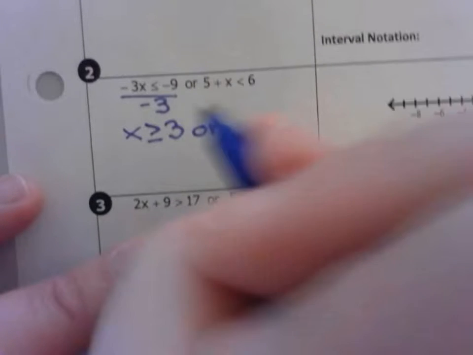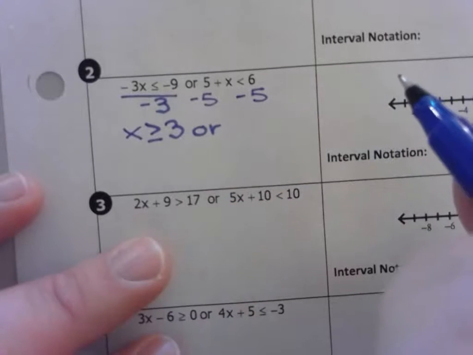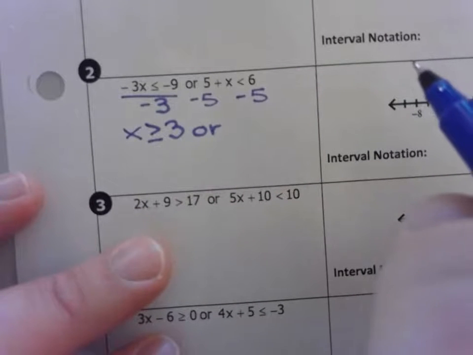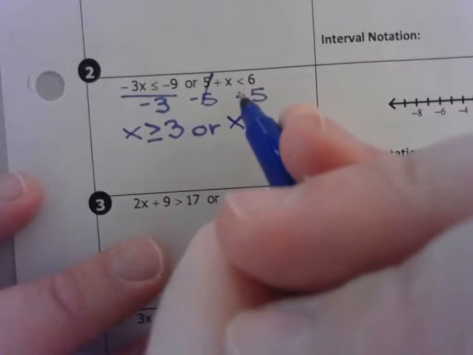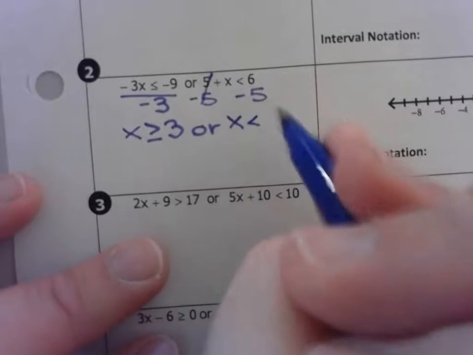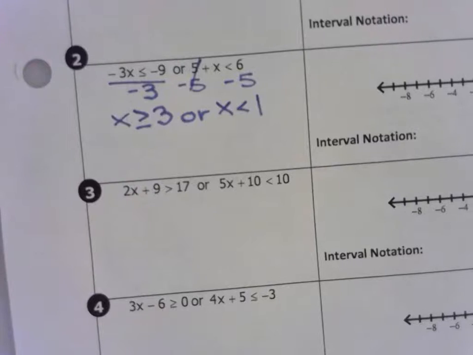How do I solve the other one? Minus 5, minus 5. This is nothing new. Start from the left. X, I didn't divide or multiply by a negative. X is less than 6 minus 5, which is 1. So you solve each inequality like normal. Any questions so far?